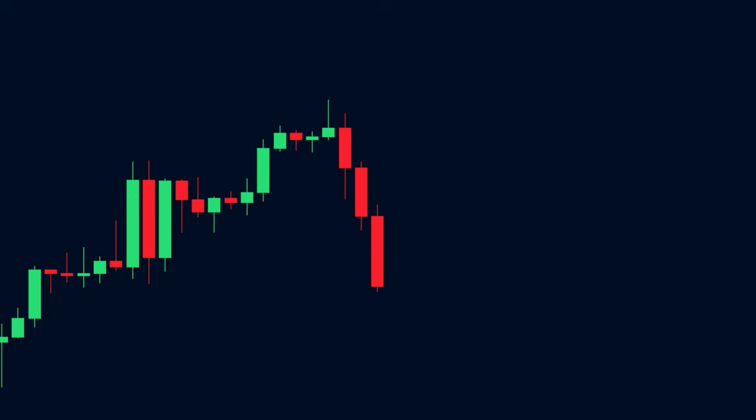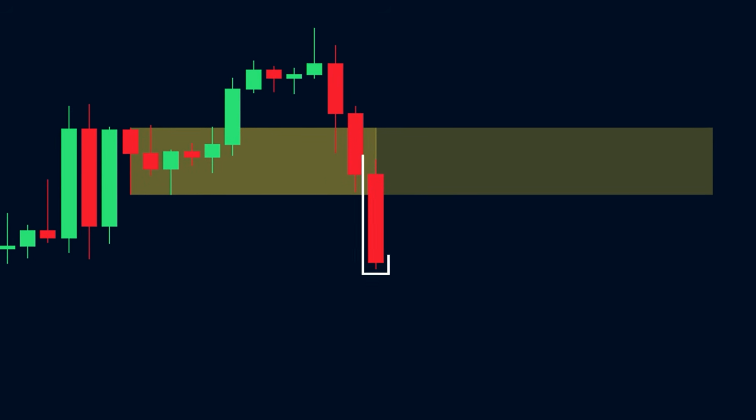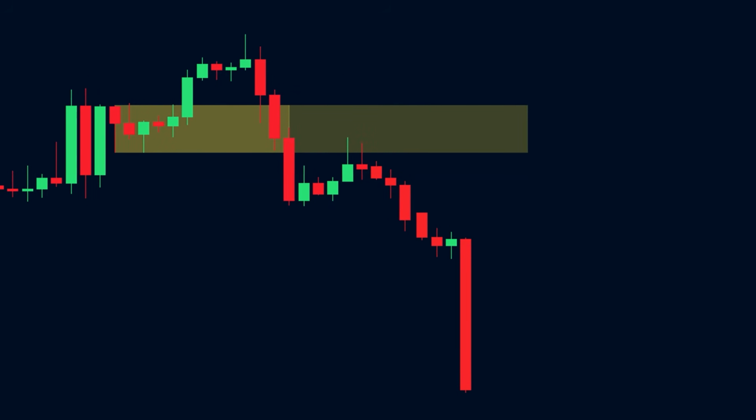Let's dive in. Here's the truth most traders miss. The market doesn't reverse randomly. It leaves footprints, and breaker blocks are those footprints. They show you exactly where smart money and institutions changed their bias and flipped from bullish to bearish or bearish to bullish. So why does this matter to you?